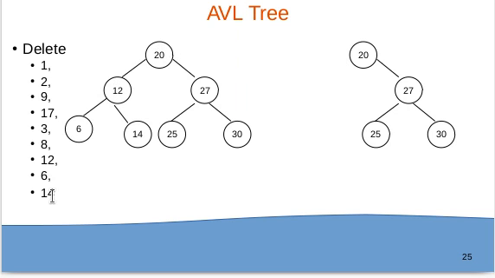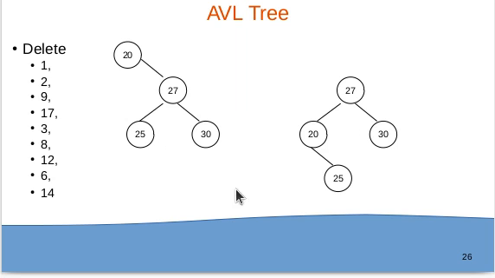But after deleting 14 in place of 12, the tree will look like this, which is not balanced. The balance factor of this is 0, 0, 0, 1 minus 1, 0, and this is 0 minus 2, that is minus 2. So here is the problem, so we have to left rotate it.